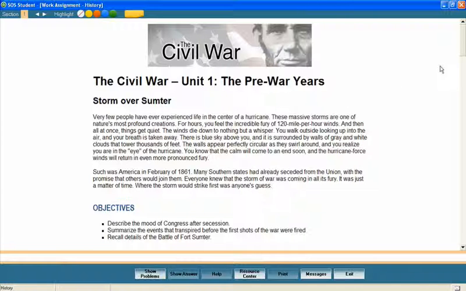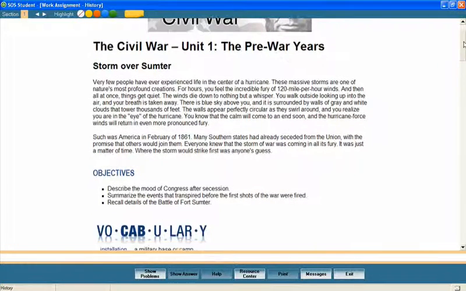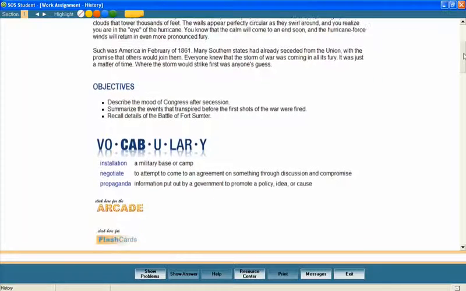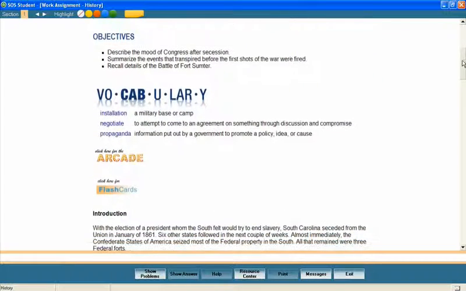Most lessons begin with a brief introduction and a list of goals or objectives for the lesson. These objectives help students stay focused on important lesson content and provide parents with an effective way to measure mastery of lesson content. The objectives for this lesson are: describe the mood of Congress after secession, summarize the events that transpired before the first shots of the war were fired, and recall details of the Battle of Fort Sumter.